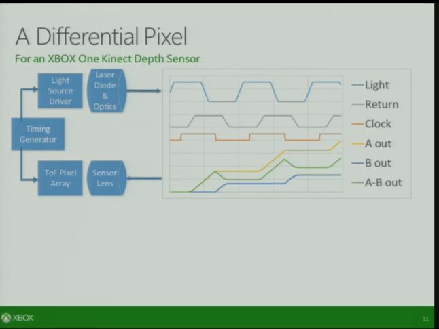So the good news is that in CMOS, we know how to manage timing. We know how to manage frequency. These are well understood in the industry. And so we were able to construct a system to do this. And the key is this differential pixel.